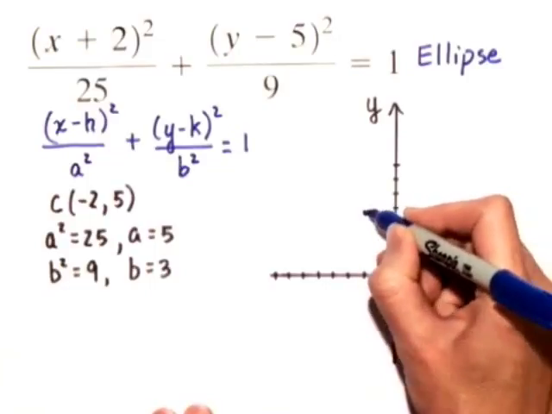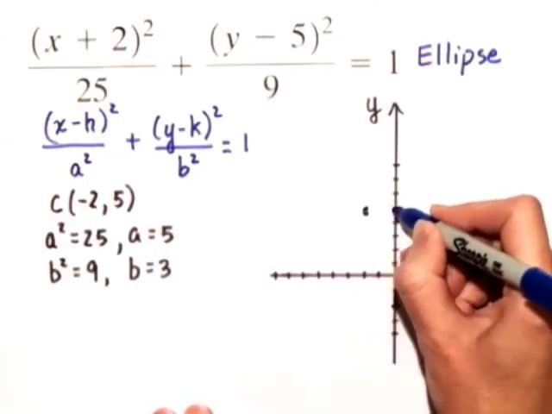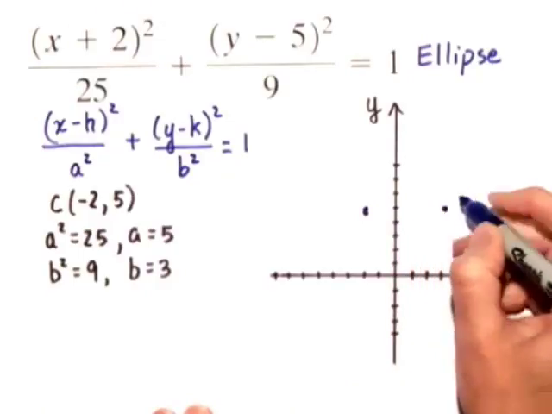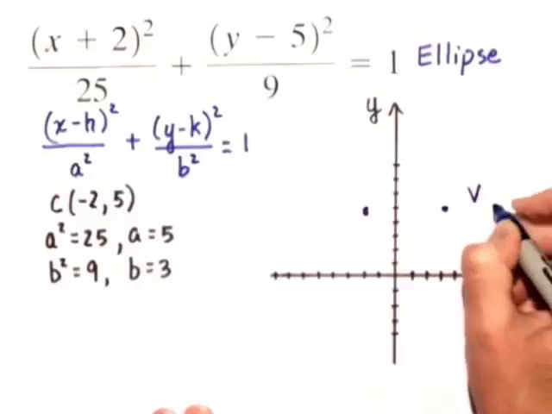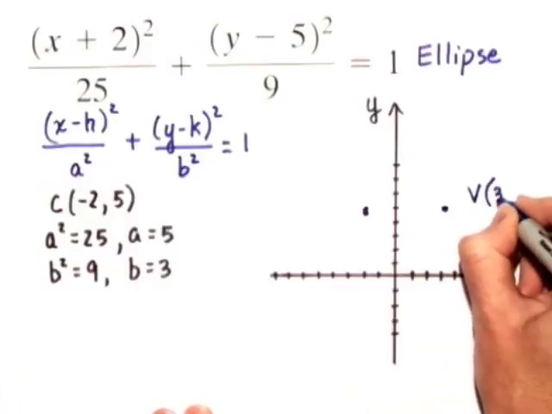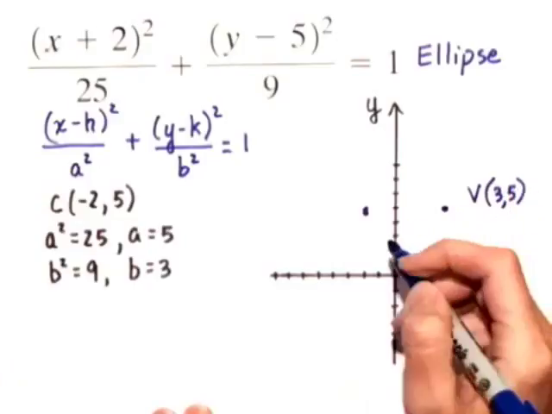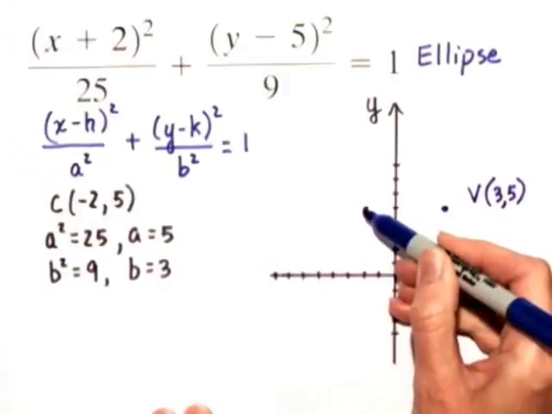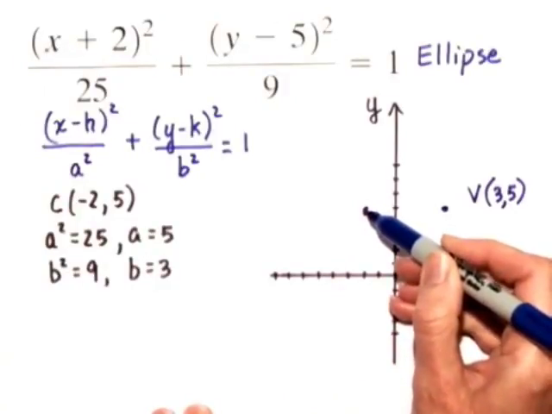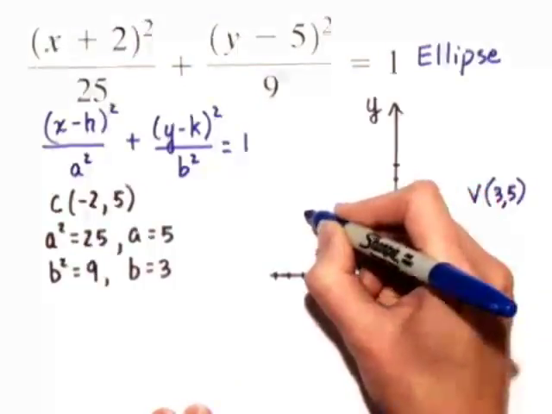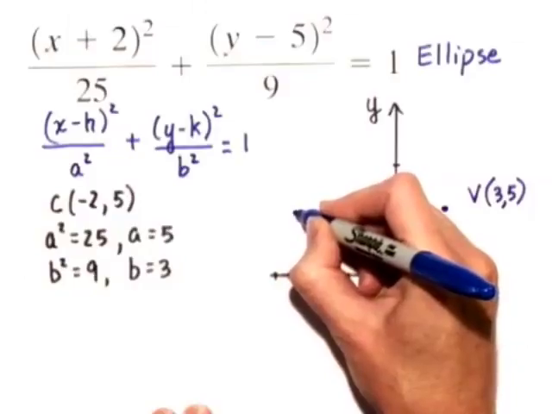So we'll go 1, 2, 3, 4, 5. So our first vertex is right here, located at 3, 5. We'll also go 5 units to the left. So if we go 5 units to the left of negative 2, we end up with the next vertex at negative 7, 5.